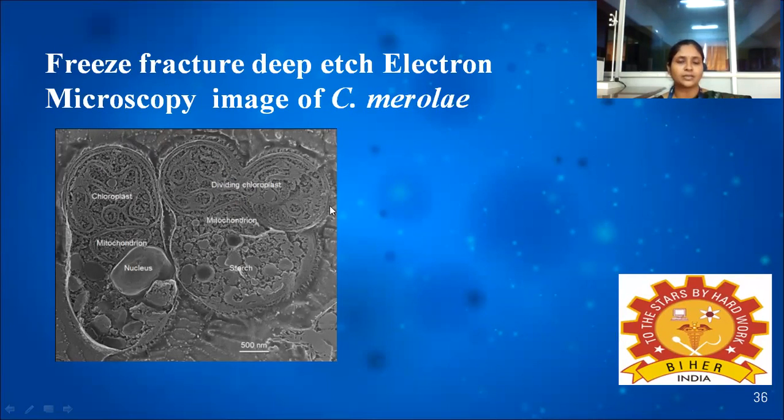This is possible to study the internal structures of these organisms. The freeze etching process and electron microscopy give an advantage. This picture itself gives a very contrasting image. In the left side image, you can see a single chloroplast, a mitochondrion and a nucleus. In the adjacent picture, a dividing chloroplast is present, with a mitochondrion and starch granules. So this is possible with electron microscopy.